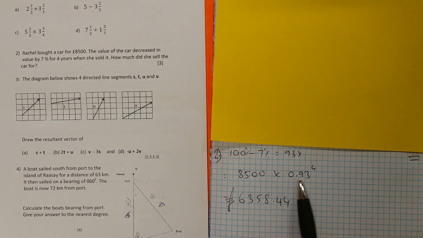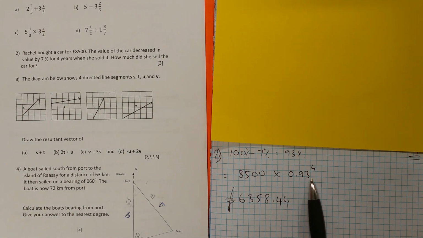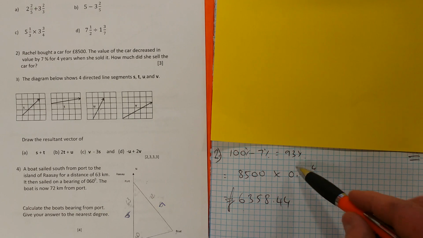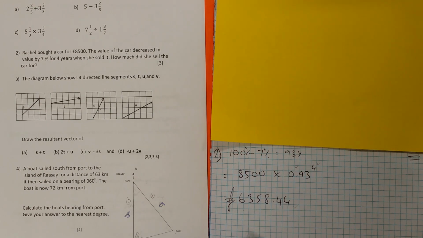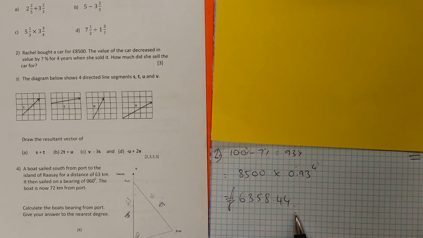Now, if it's going down in value, this will always be less than 1. If it's going up in value, this will always be more than 1. So you've got 0.93 to the power of 4, and the marks are allocated 1, 2, and 3 for the correct answer, rounded to 2 decimal places.